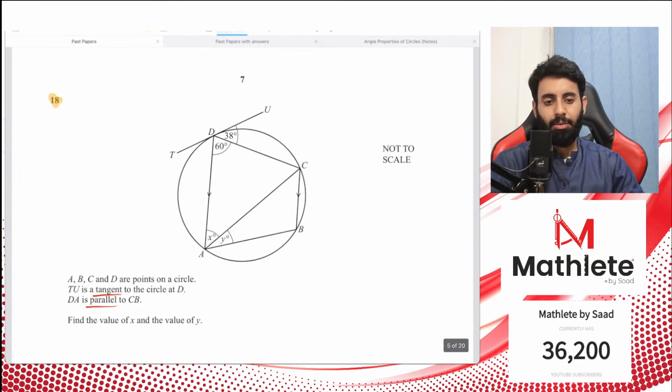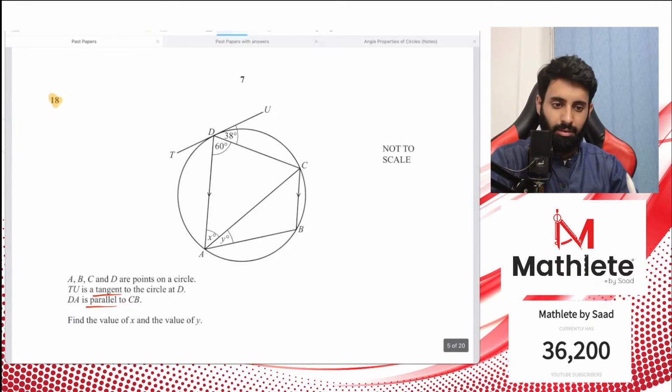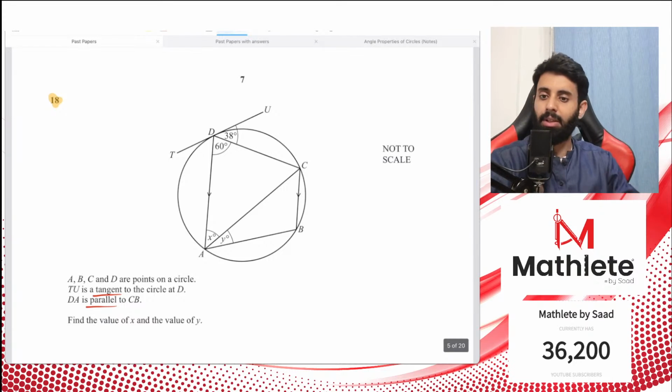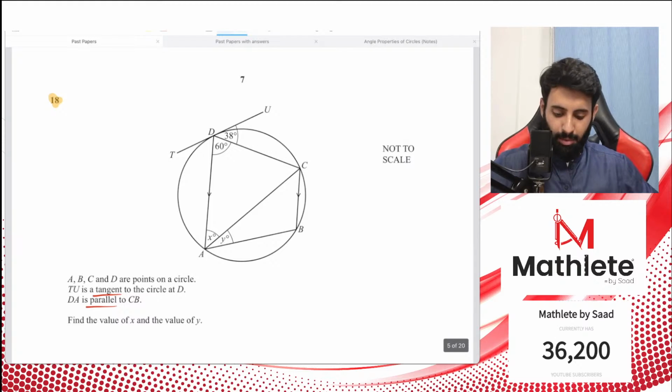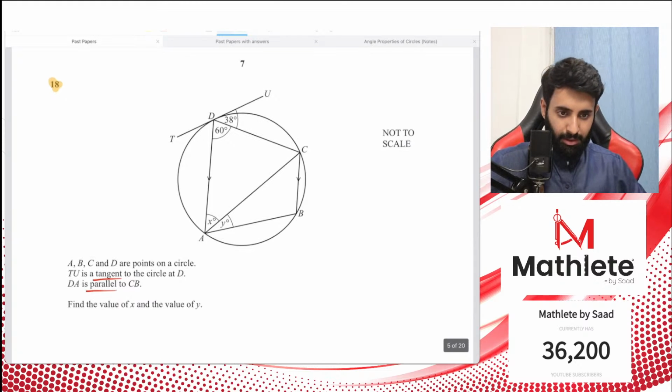One thing I should mention here: only when the question says the two lines are parallel should you take them as parallel. Never, ever, ever assume that two lines are parallel just because they look parallel. Only if the question says so, or if you're able to deduce by the help of the angles that they're parallel, should you take the lines to be parallel. Now let's see what it says. Find the value of x and y.